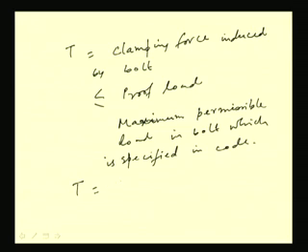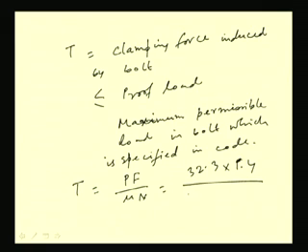So, T is equal to P F by mu into n. P is the resultant force which is exerted on the extreme bolt, that is 32.3 kilonewton. F is the factor of safety, that is 1.4, mu is the slip factor, that is 0.45, and n is the number of interface, which is 1. After calculating this, we get 100.5 kilonewton. So, the clamping force induced by the bolt is 100.5 kilonewton.